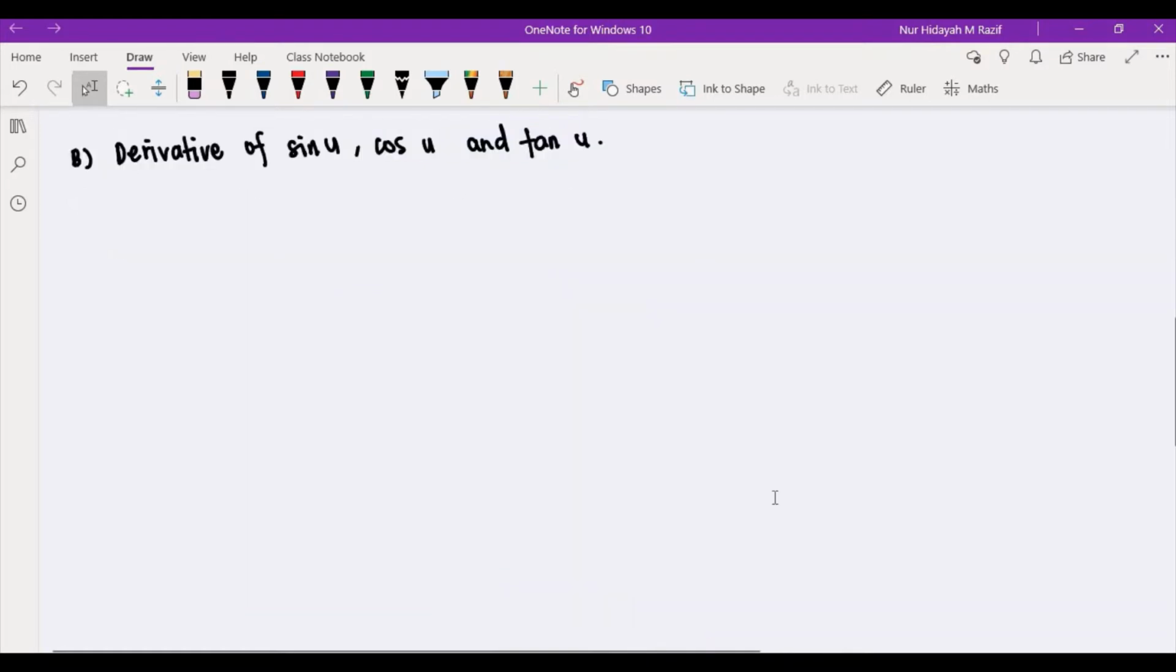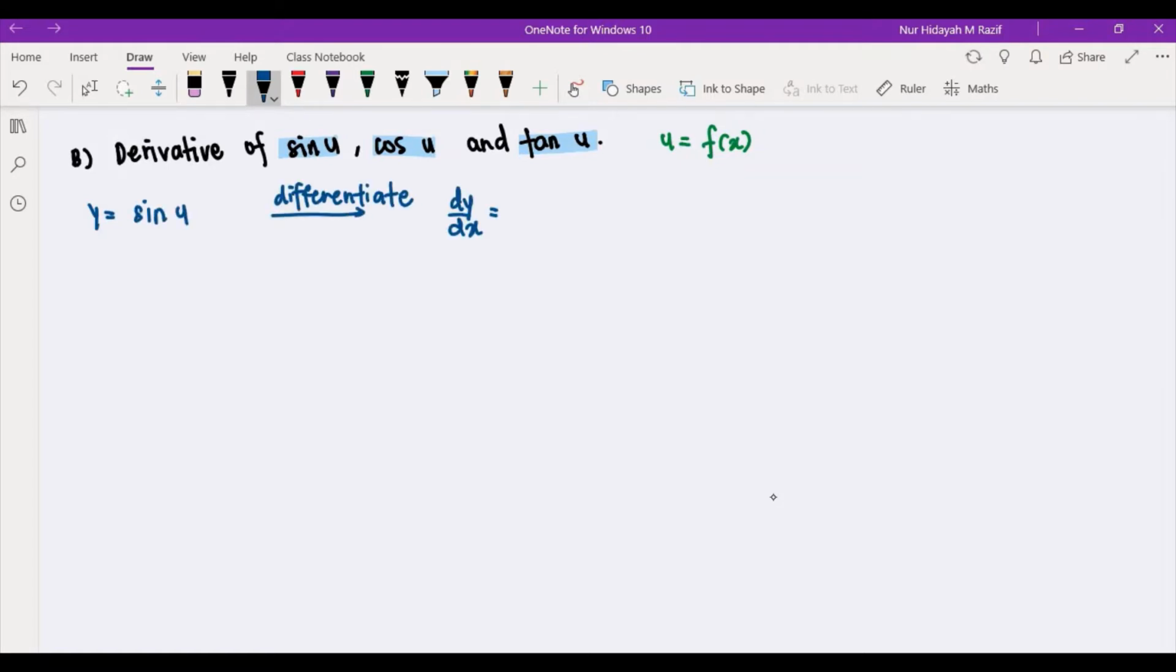As for the second case, you are going to be asked how to differentiate sine of u, cos of u, and tangent u. And please take note that here u is actually a function of x. So how do we differentiate this? Let's take a look. If you are given y is equal to sine of u, then once you differentiate, the derivative will be the same as previously. You are going to get cos of u.